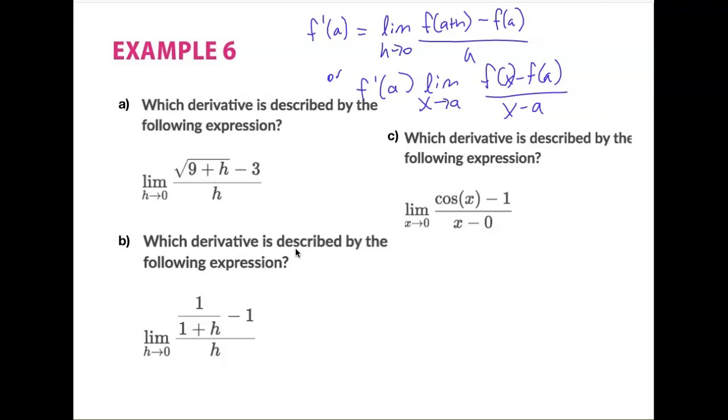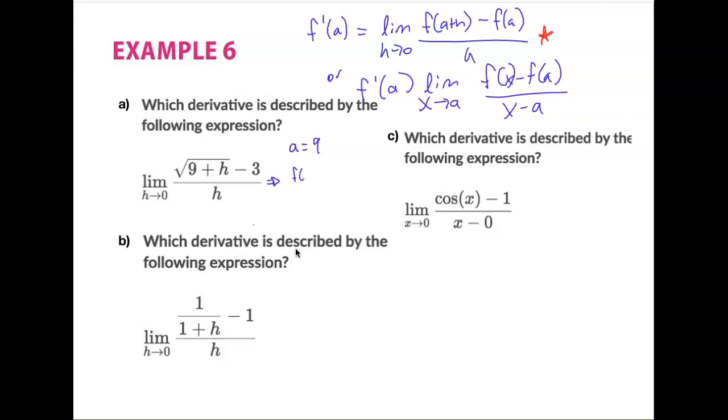And so when I look down here, the easiest way I think to do this is first to find out what a is. What's the value of a? What's the thing that they're adding to h? In this case, what are we adding to h? Right, 9. So a is 9. And then it's clear that they're using the first definition, the h approaches 0 definition. So the next thing to figure out is what's the function? What function are they talking about?